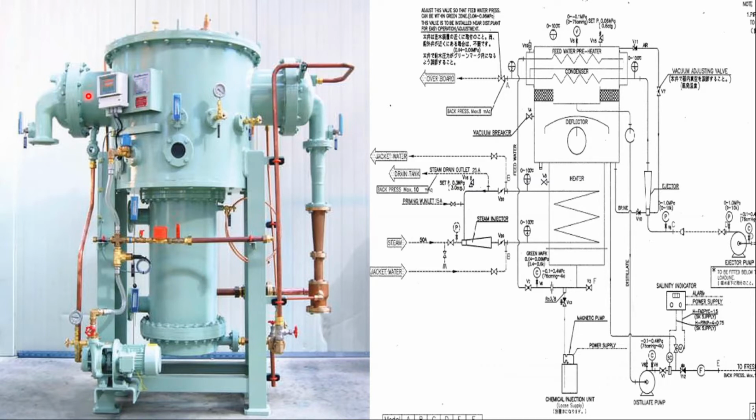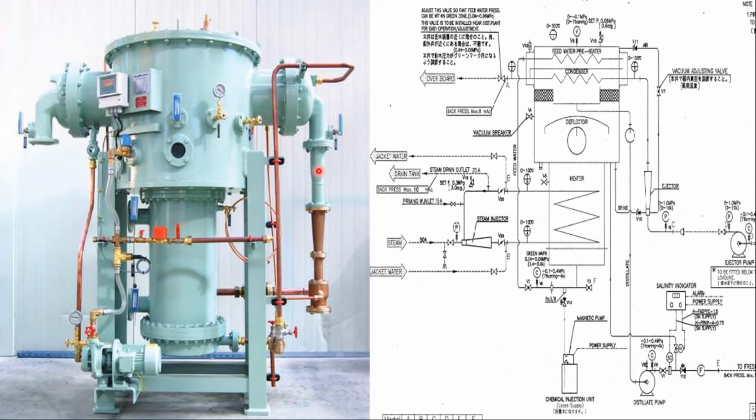You can see this is the condenser, the inlet of seawater to the condenser, and this thermometer indicates the inlet temperature of the seawater. Here is the outlet of the seawater from the condenser, and this thermometer indicates the outlet temperature of the seawater. This device is called a brine air ejector. We will discuss its working and construction in the next few slides.